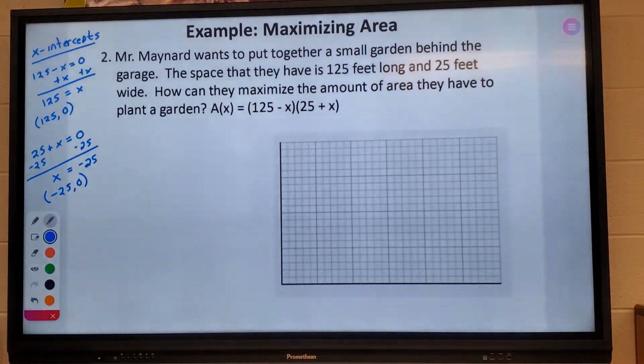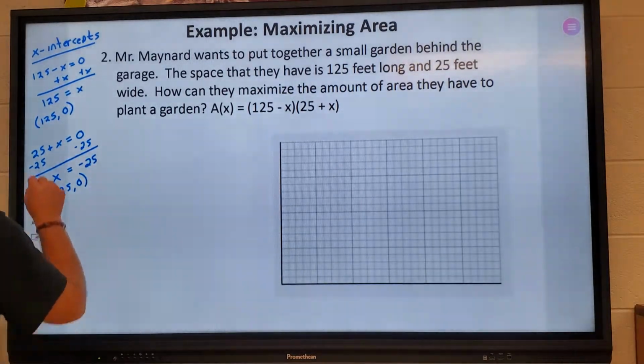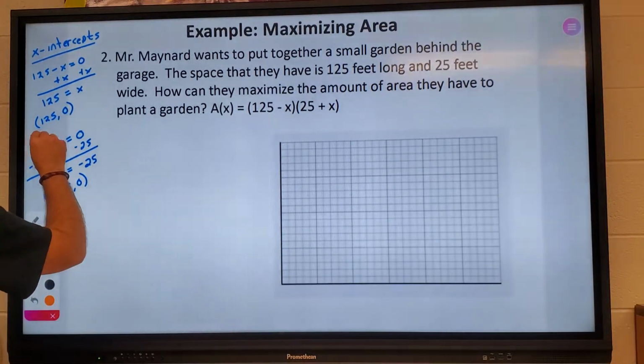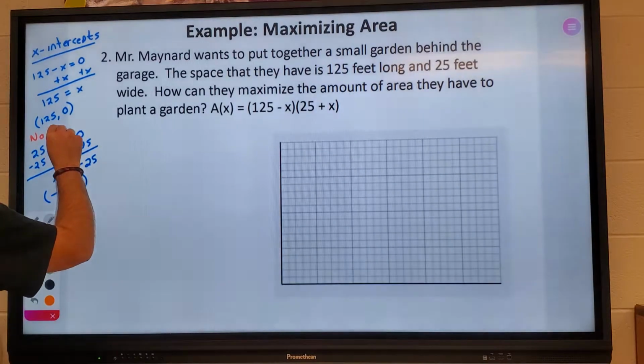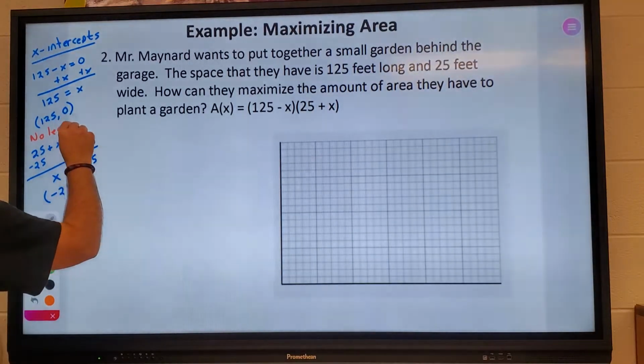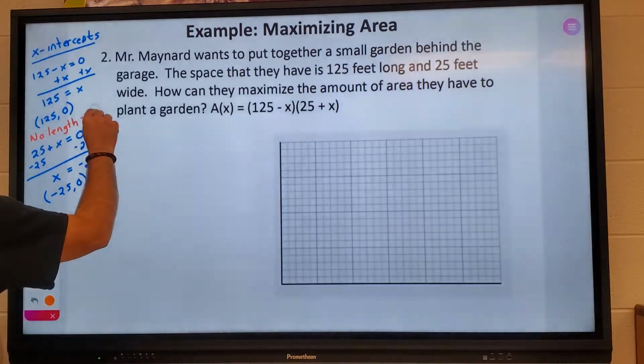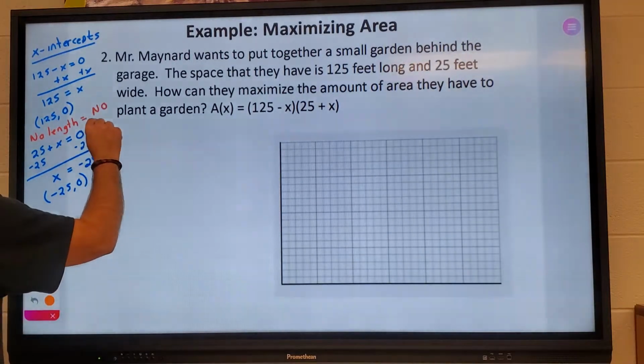Okay. Later on, as with number 1, we have to describe what the x-intercepts mean, what the h of t or the A of x here intercept means, and what the maxima means. So we might as well go ahead and do that now. So the ordered pair 125, comma 0 will tell you that we have no length, which equals no area.